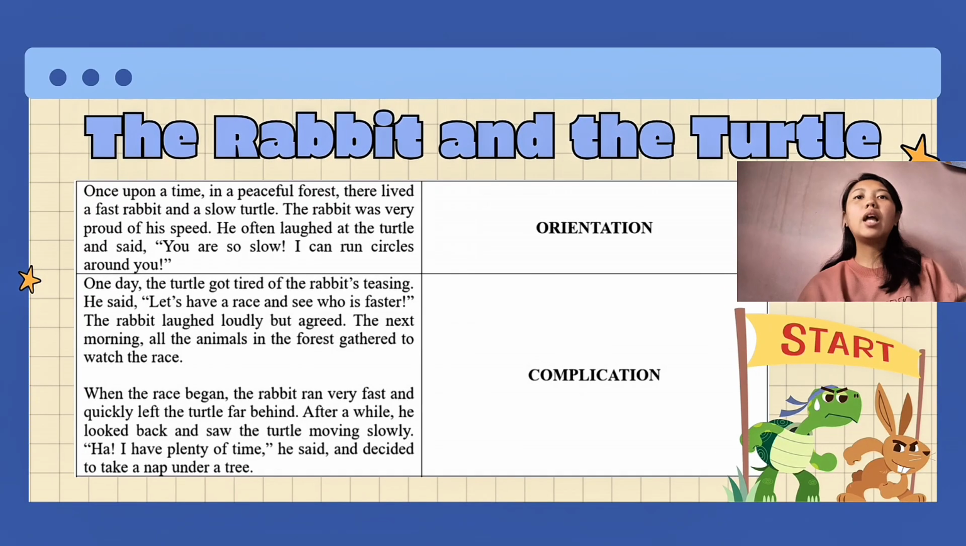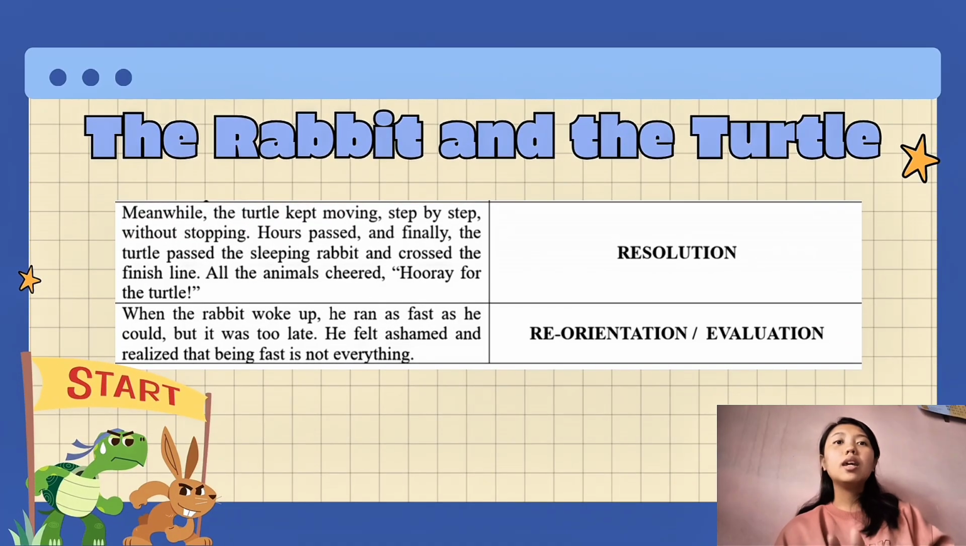Now let's analyze the example below together. The title is The Rabbit and the Turtle, and the first paragraph is orientation because it introduces the rabbit and the turtle. The second and third paragraphs are complication because it starts when the turtle challenges the rabbit. The next one is resolution. It happens when the turtle wins. And the moral value is slow and steady wins the race.